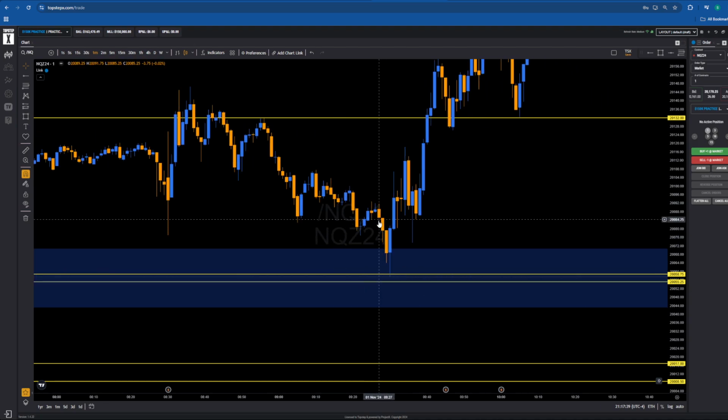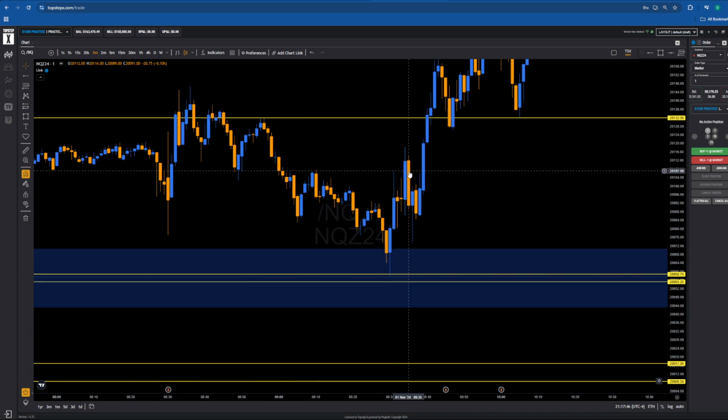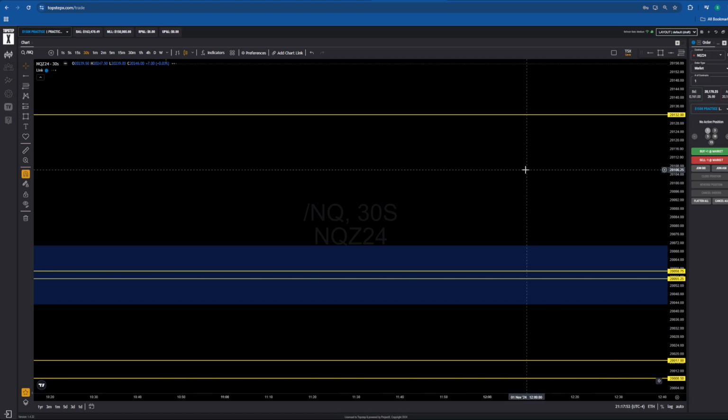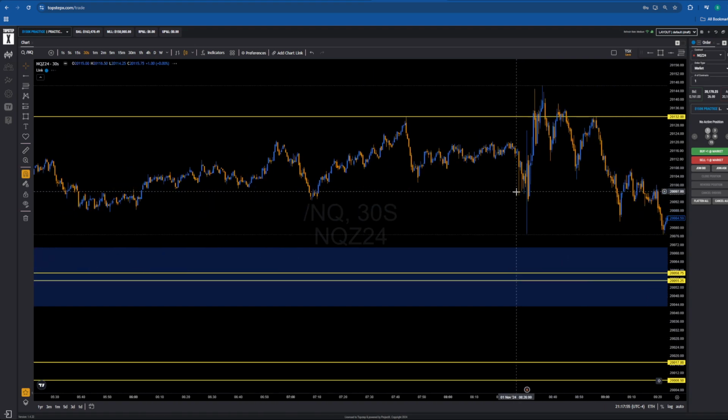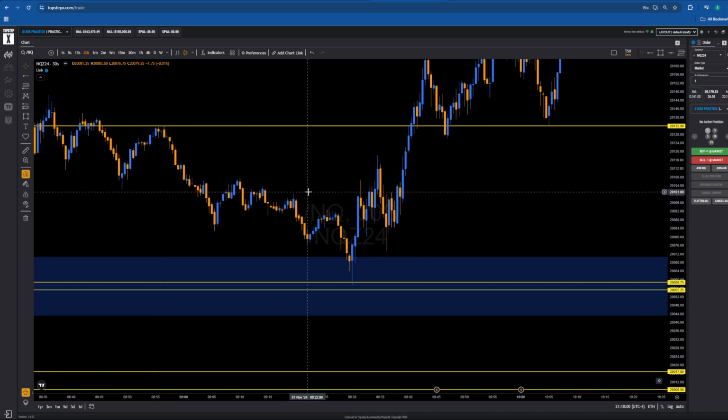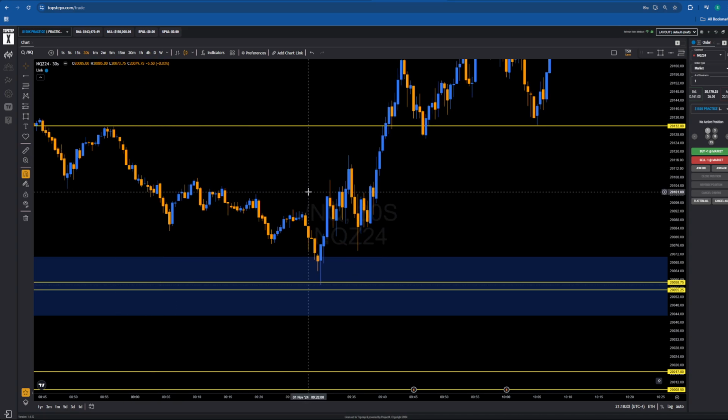But again, I never took my entry there. I waited for this move to happen, like this entire move. And then I was switching on to my lower time frame. Second chart. This is where I typically take my entries on a 15-second because that is where you get the least amount of drawdown, and your stop loss is pretty near.